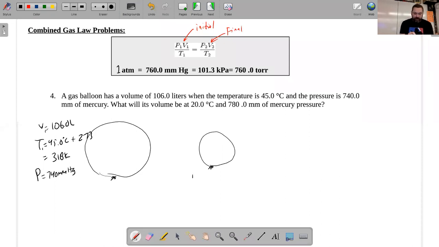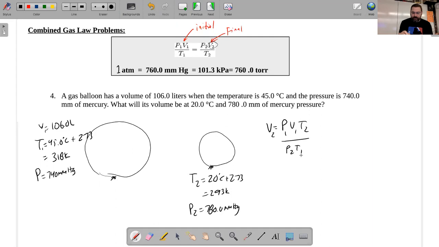So this new temperature, T2, 20 degrees Celsius, add 273 to that, you get 293 Kelvin. And this new pressure, P2, 780 millimeters of mercury. Anyway, what we're trying to figure out is what the new volume is. How big is V2? So just some simple algebra, V2 comes out to be equal to P1 V1 T2 over P2 T1. And you got to stick all those numbers in.